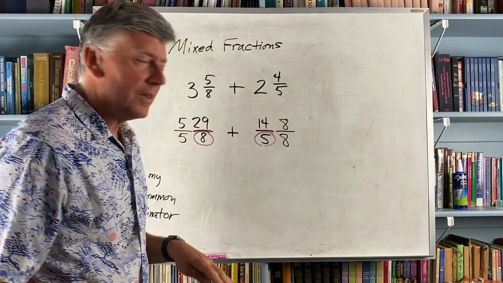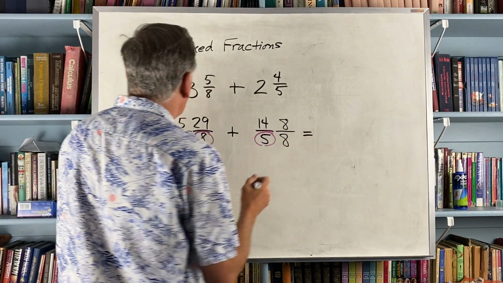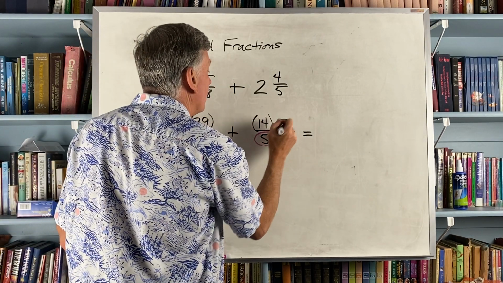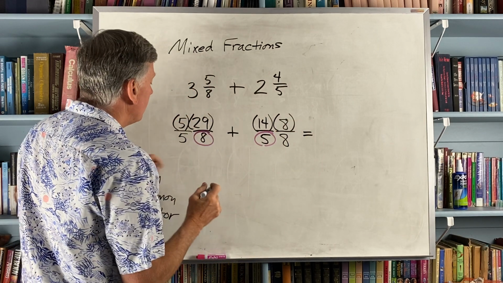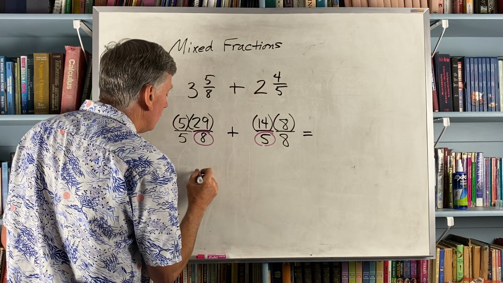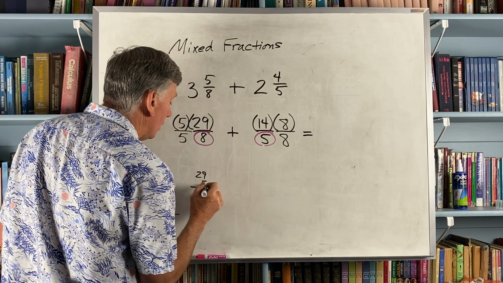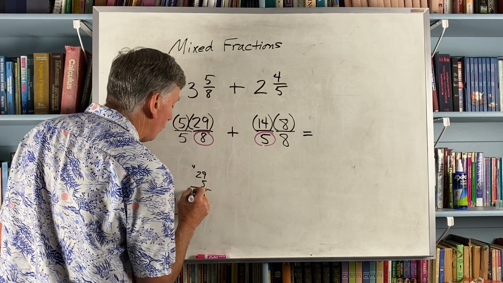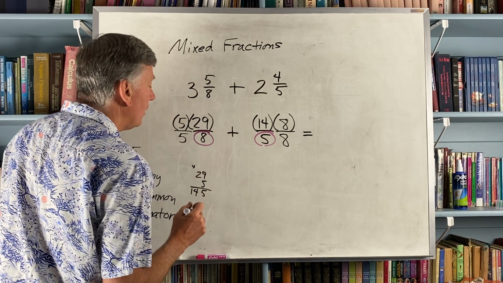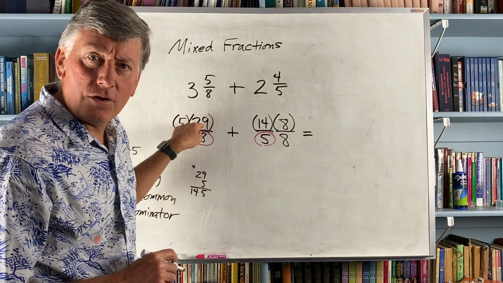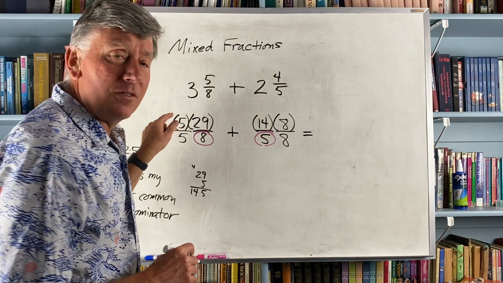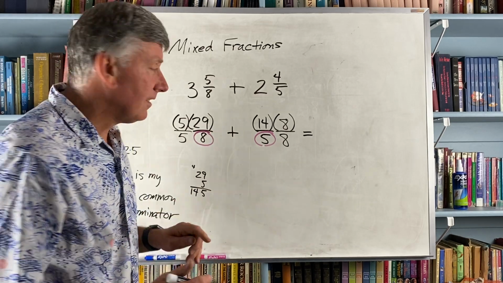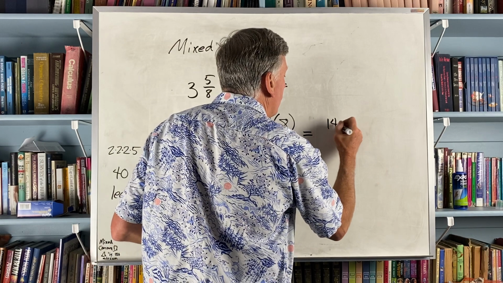Now I'm ready to do some business. I'm going to multiply 29 times 5 and 14 times 8. 29 times 5 is 45, carry the 4, 5 times 2 is 10, plus 4 is 14, that'd be 145. I can check that by saying, well, 29 is close to 30. 30 times 5 is 150, so it makes sense that I'm 1/5 less than that. So it's going to be 145.